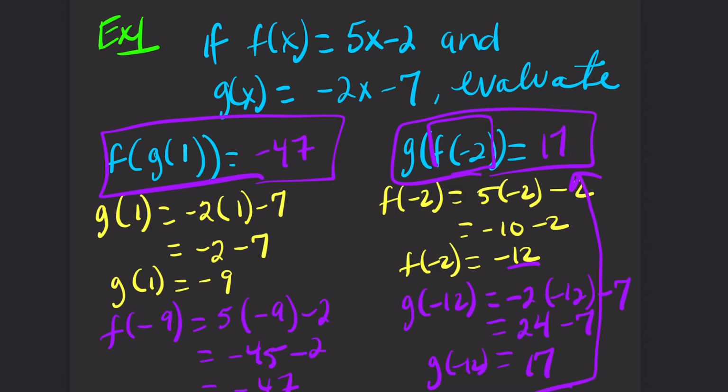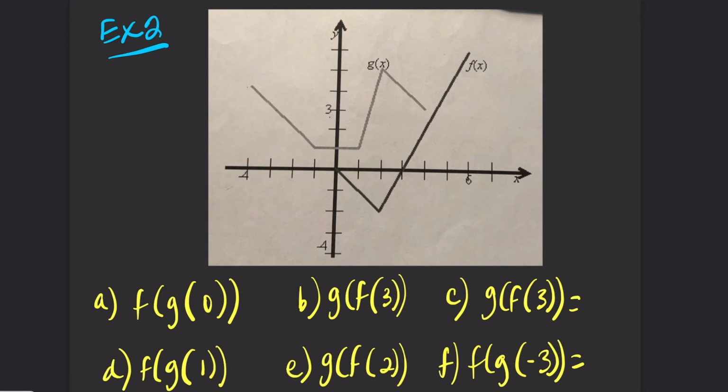Okay, so remember, composition of functions is whenever you evaluate a function and then whatever y value you get, you substitute into your second function. And then we'll see a more real world example once I show you the next part. So notice that for example 2, I gave you two graphs. The black bold line is f of x and this gray line is g of x. So make sure you know the name of your functions.